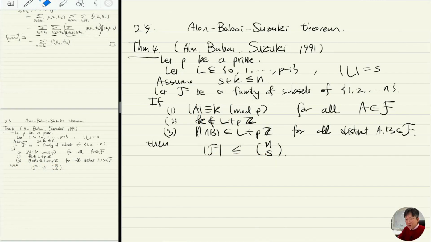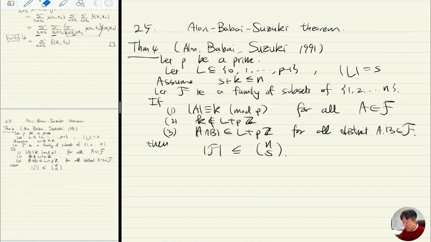Right? Now we are ready to prove the one remaining theorem about L-intersecting families, namely the theorem about uniform modular families of sets where the intersections have a certain size in the modular sense. So here's the theorem by Alon, Babai, and Suzuki in 1991. P is a prime, and L is a subset of integers from 0 to P minus 1 of size S, and we assume a certain condition, S plus K is at most N.